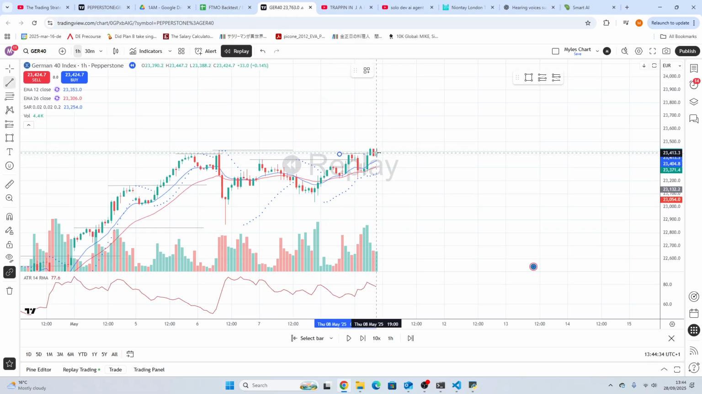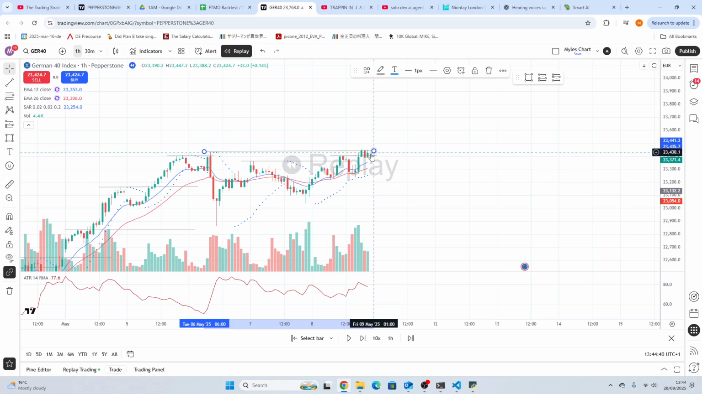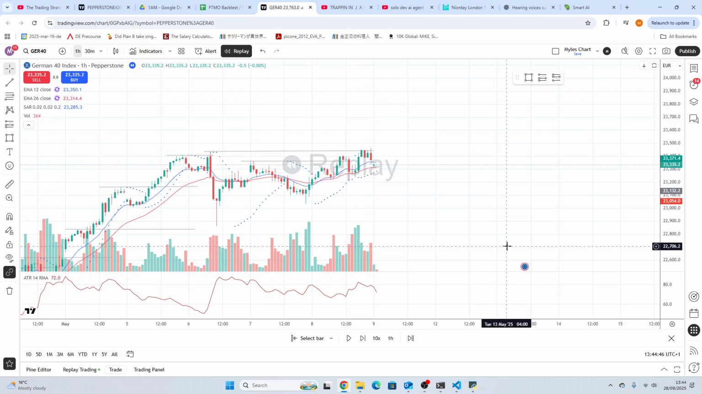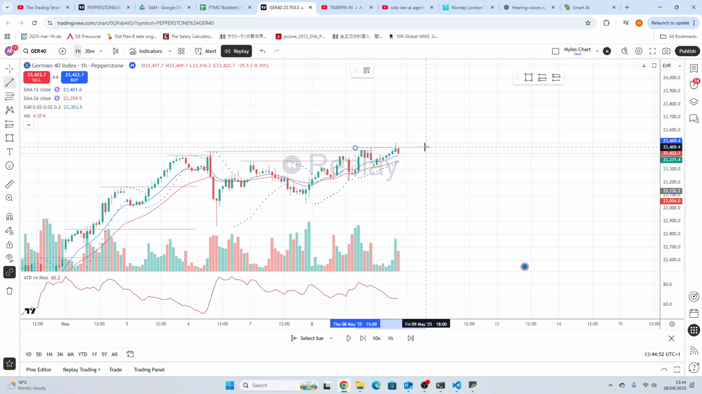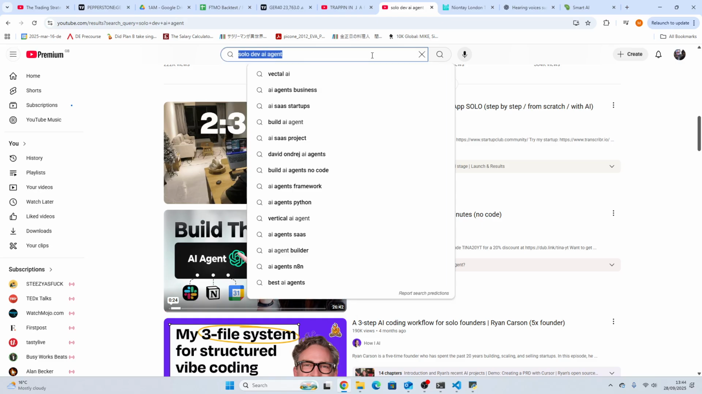Got another breakout here. Jesus. But it's the same day, so it wouldn't take. I guess that is a hard and fast rule, like not taking more than one trade. There was actually a video that I watched that went into that.